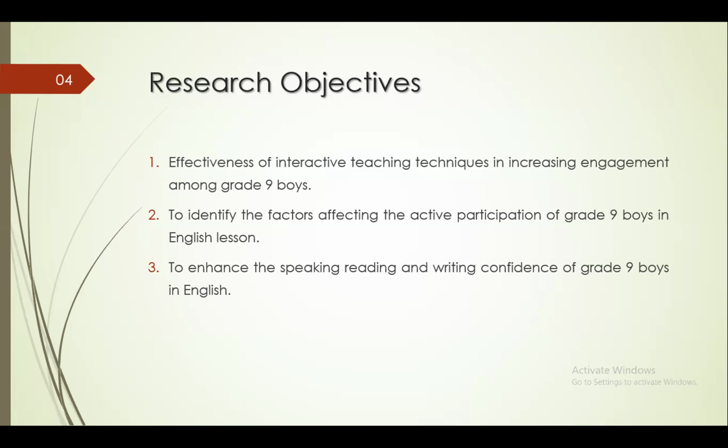Now, second one: how to identify the factors affecting active participation of boys in English lessons? How to enhance the writing skills of the students, like that. The same thing should be converted to questions. Okay.